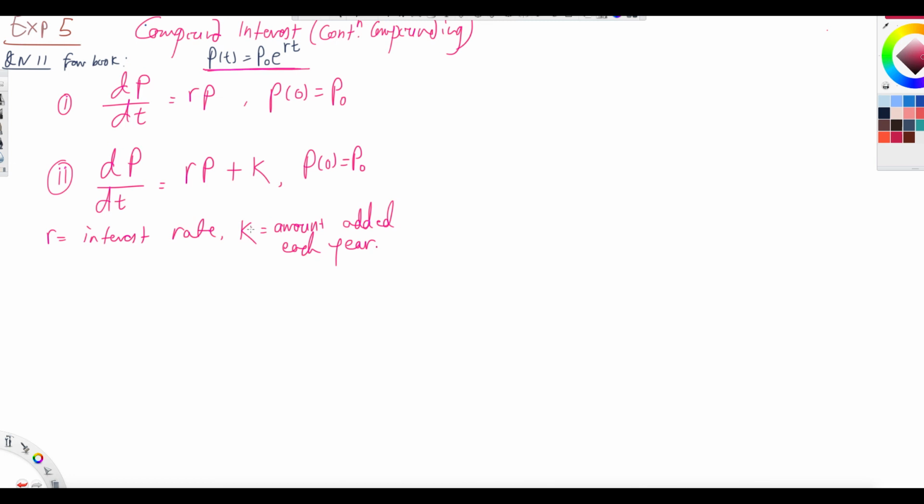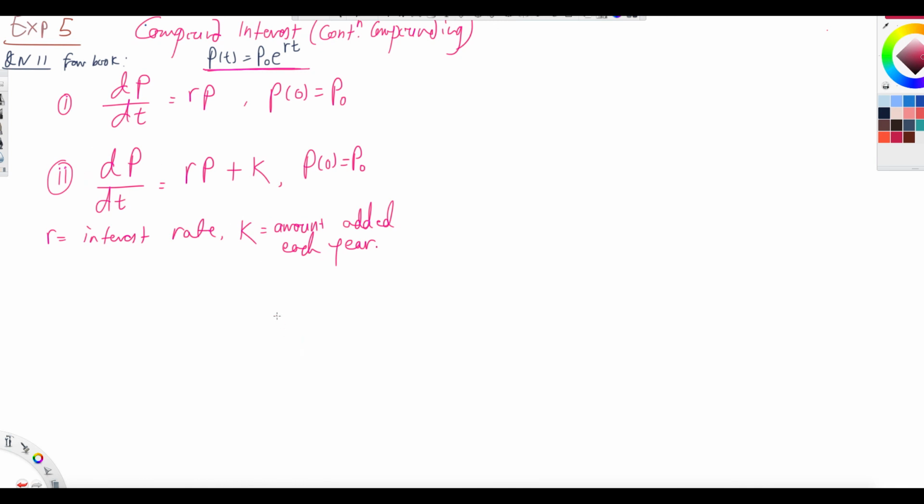All right, so I want to do question number 11 from the book that uses one of these two formulas. Another will be the homework problem, and you will see a homework problem similar to the one that I do, maybe even easier than this. Okay, let us do question number 11.